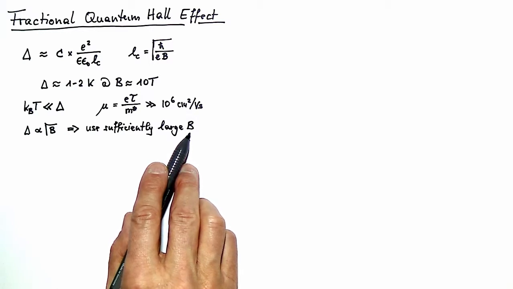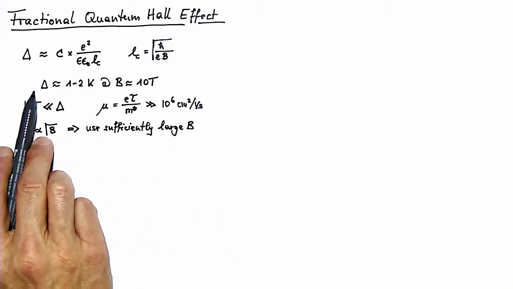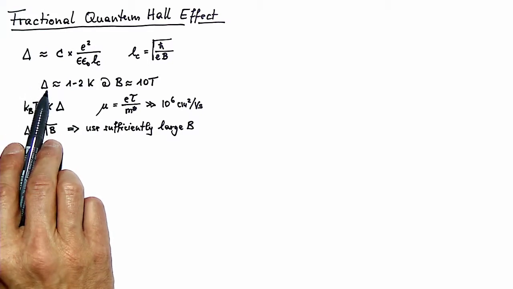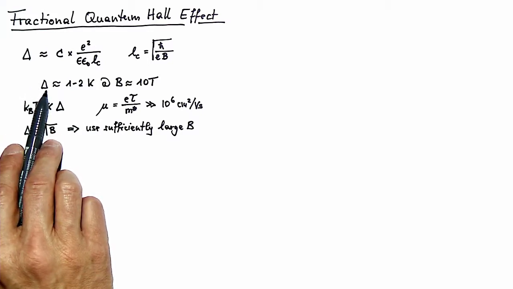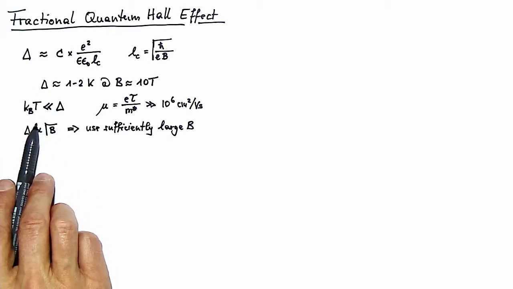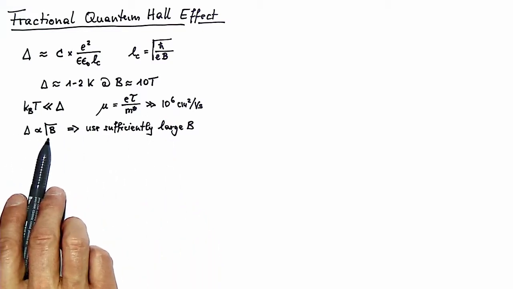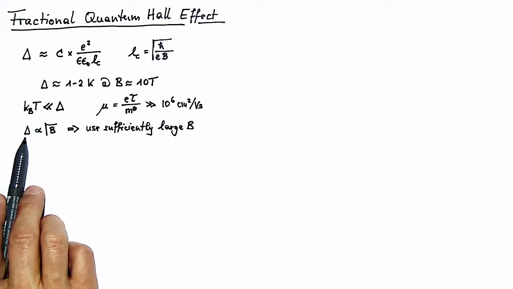So to sum up the answer to the first question, the energy scale delta, which can in fact be measured by activation experiments in certain fractional filling factor minima of the longitudinal resistivity, this activation energy delta sets the energy scale on which the effect can be observed, and we have to make sure that temperature is small and disorder is small compared to this energy scale for observing the effect. What can help is to use a large magnetic field. The larger the field, the larger the energy scale delta will be.